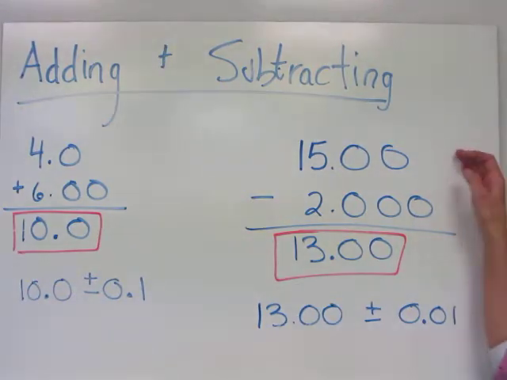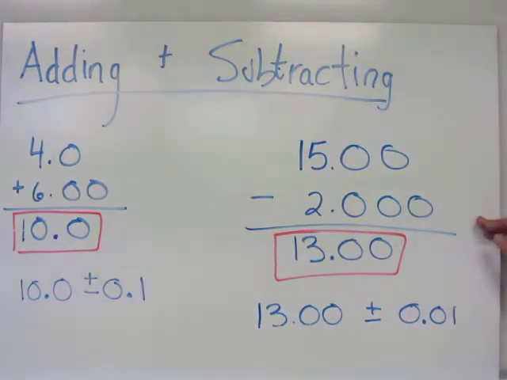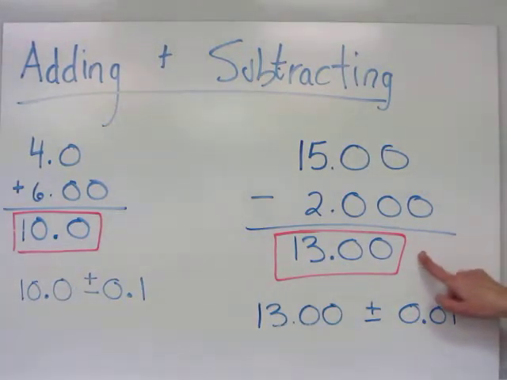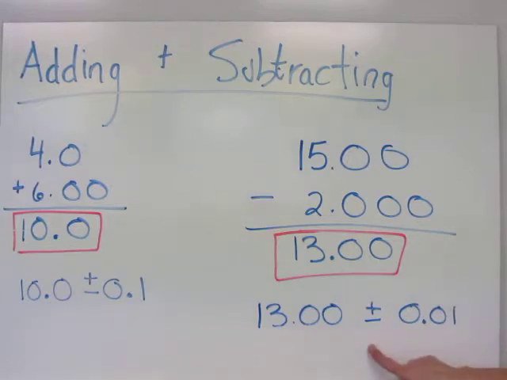Subtracting, I have 15.00 minus 2. We all know that's 13. The number of decimal places determines how you express your answer. 15.00 has 2 decimal places. 2.000 has 3. You always go with the least number of decimal places for the digits that are involved in the calculation. And so our answer has 13.00 as its final answer, which means you have an uncertainty of 0.01.